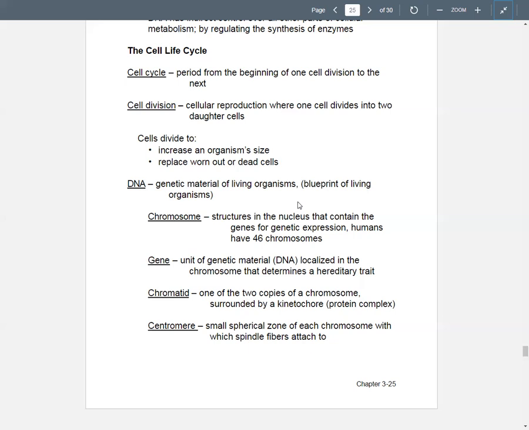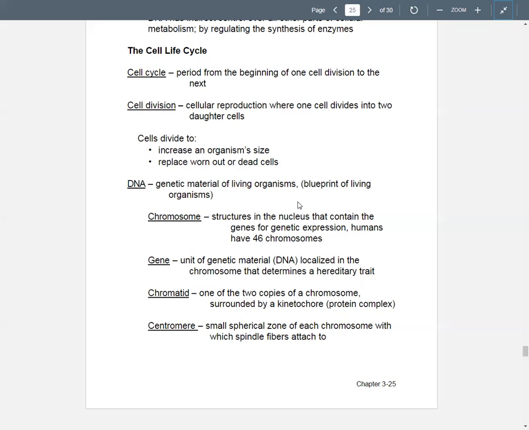Remember, we talked about DNA. We'll talk about it again in this context. It's your genetic material found in living organisms, your blueprint. DNA can be found in chromosomes. These are the structures inside your nucleus that have the genes. And you say genetic expression. When you say expressing, it basically means making proteins. That's how genes express themselves. They make proteins. All right.